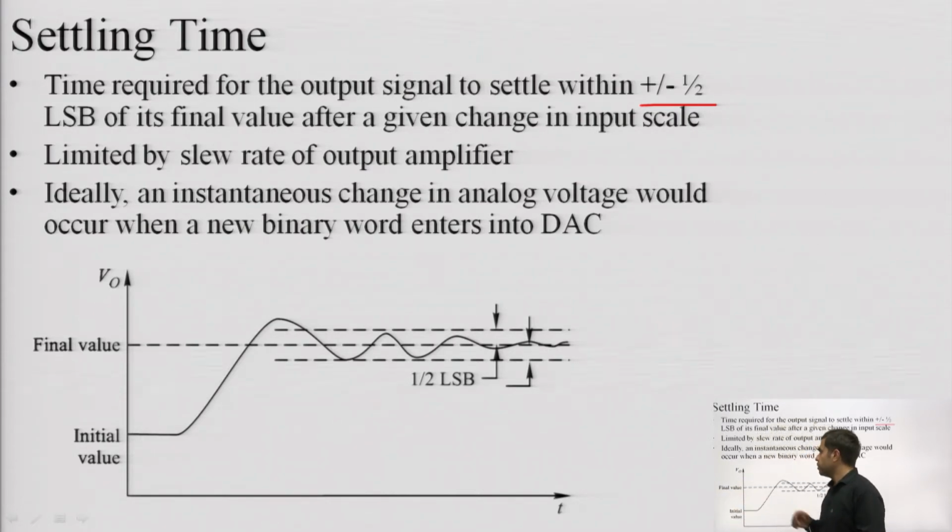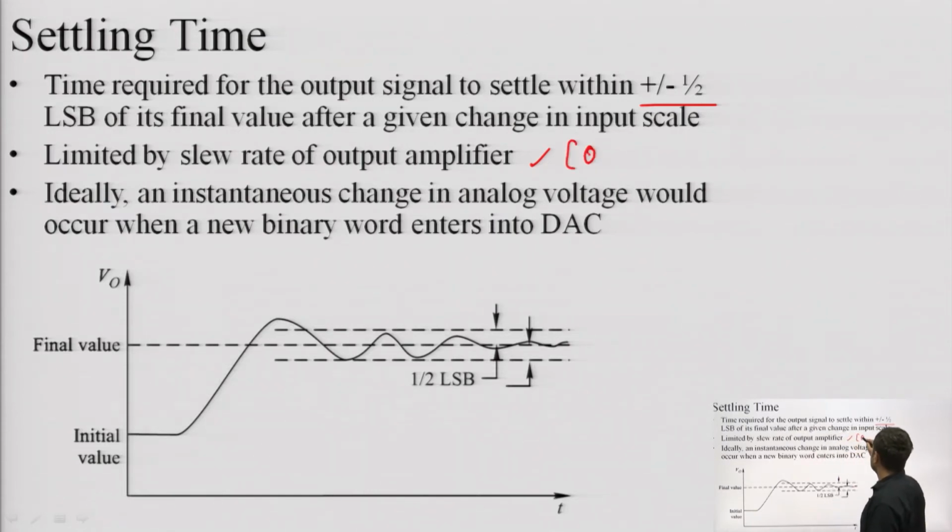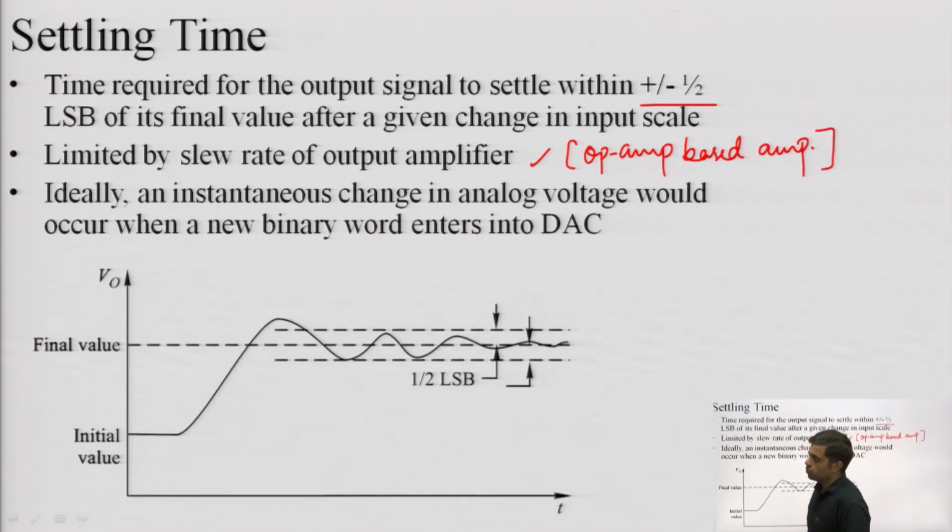Okay. So from that point of view, it is the definition of settling time, limited by slew rate of the output amplifier. In the output amplifier we will be using an op-amp based amplifier. So it depends on the slew rate of the op-amp. Slew rate is how fast an op-amp or an amplifier can change its output per unit time. That is beyond the scope of our subject.